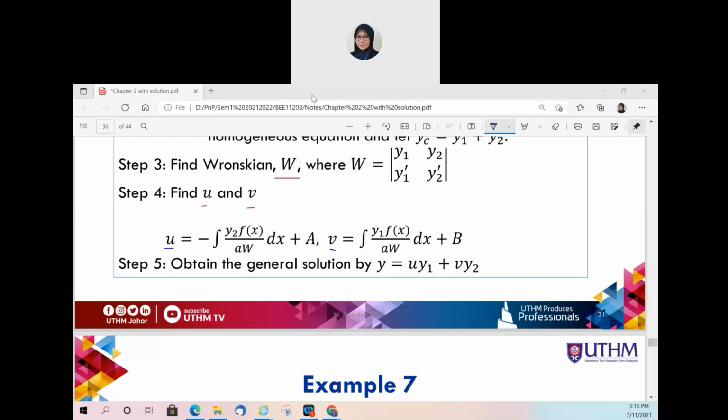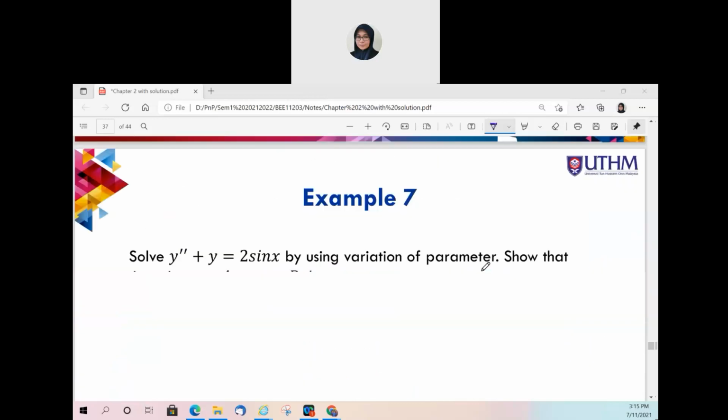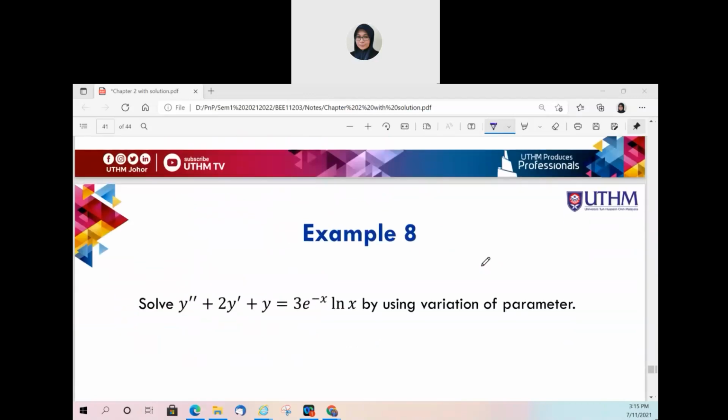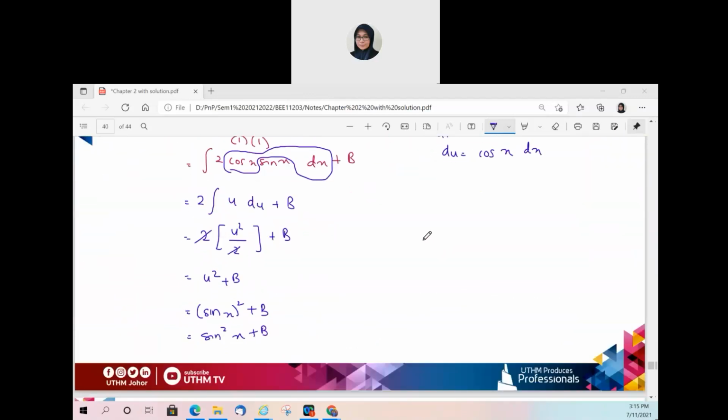Okay. Then our general solution will be y equals u y1 plus v y2. So y equals u y1 plus v y2.